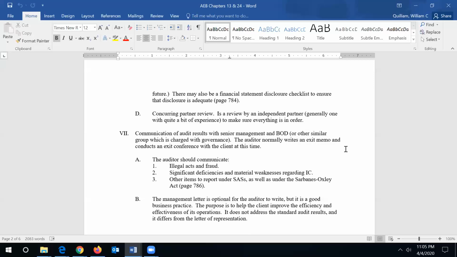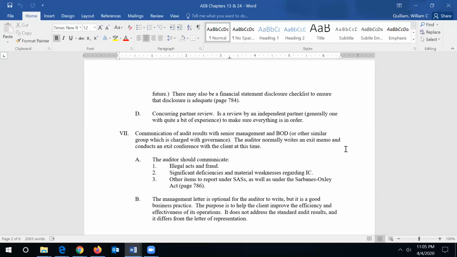Then B, something called the management letter. It's optional for the auditor to write, but it's a good business practice. And the purpose is to help the client improve the efficiency and effectiveness of its operations. It does not address the standard audit results. It differs from the letter of representation. So the management letter just contains suggestions for improvement. It can help the client feel as though they've gotten some value out of the audit.